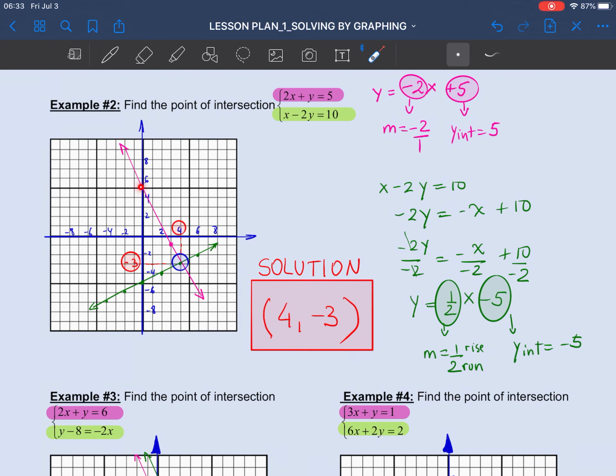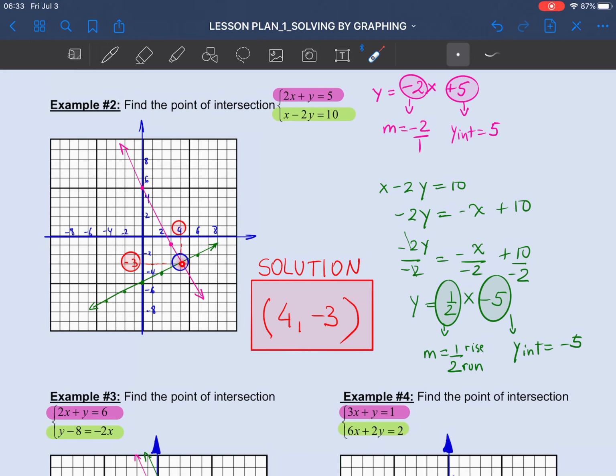Again, you start graphing both lines. You start with the y-intercept, so y-intercept 5 for the pink line. And then you rise negative 2, which means go down 2, run 1. So this will create the line y equals negative 2x plus 5. In the same way, you draw the graph of the line y equals 1 over 2x minus 5. Start from the y-intercept of negative 5. Rise 1, run 2. Rise 1, run 2. And there goes the line.